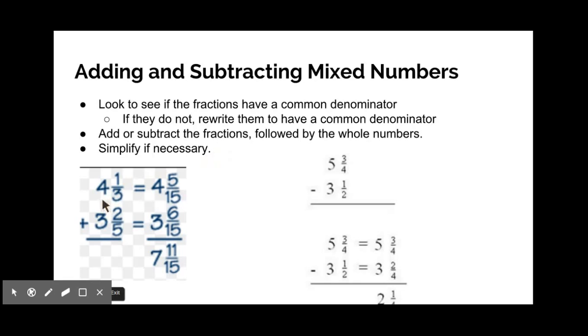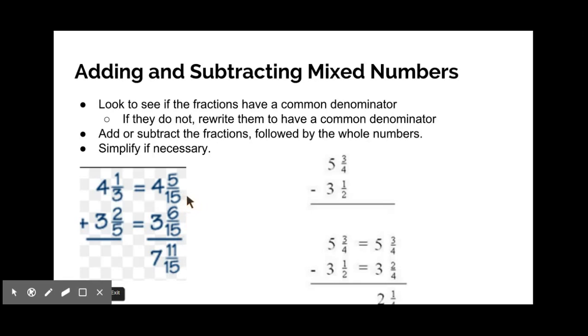The first example we have is 4 and 1/3 plus 3 and 2/5. 3 and 5 are different denominators, but they have a common multiple of 15. So we can rewrite the problem as equivalent mixed numbers with a denominator of 15. 4 and 1/3 is equivalent to 4 and 5/15. 3 and 2/5 is equivalent to 3 and 6/15.